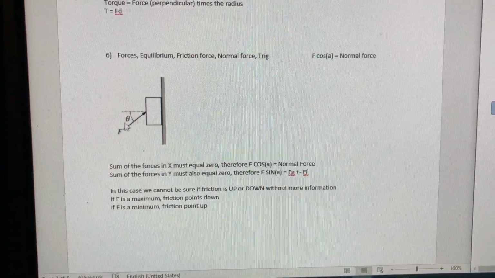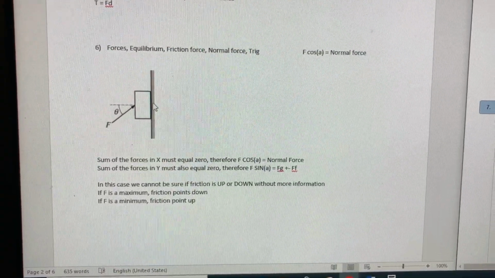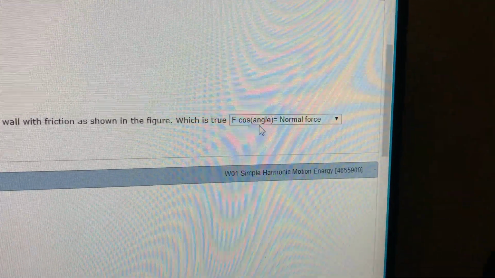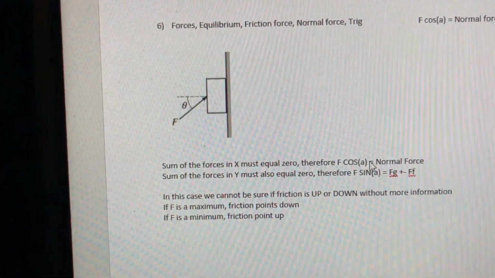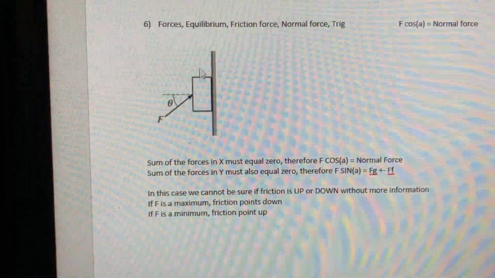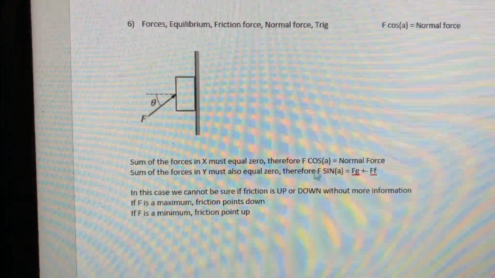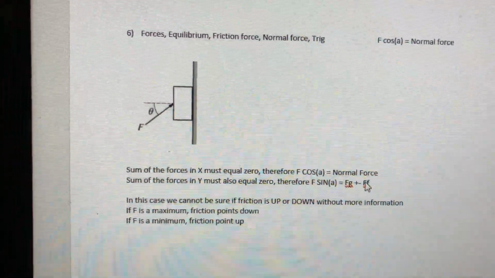So in the x direction, I have f cosine theta pushing to the right. I have the wall pushing back to the left. So the answer is f cosine of the angle equals the normal force. Sum of the forces in x must equal 0. Therefore, f cosine the angle equals the normal force. Had I asked a question about the y, sum of the forces in the y must also equal 0. Therefore, f sine theta is either gravity plus friction or gravity minus friction.